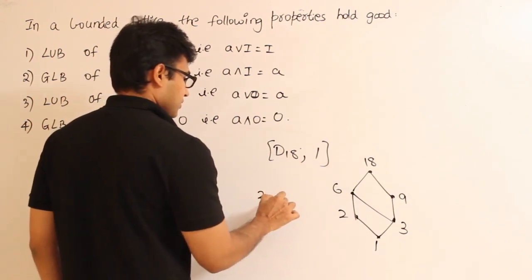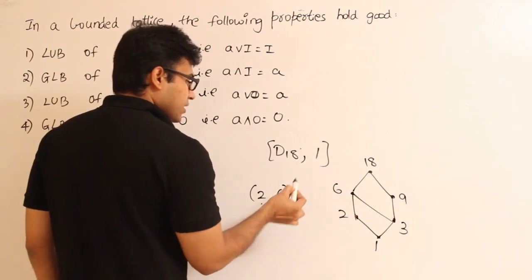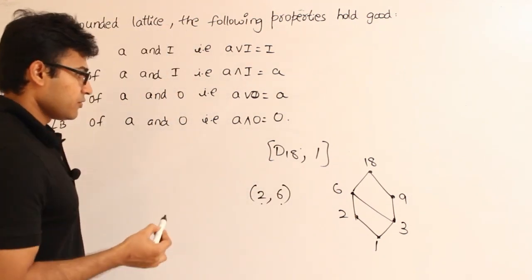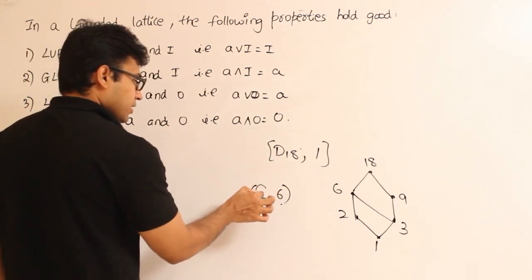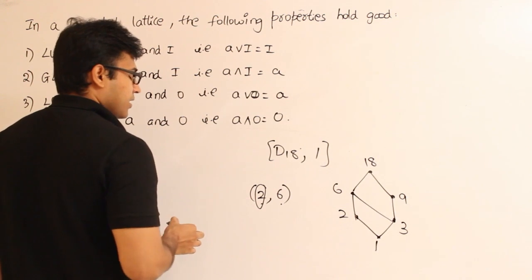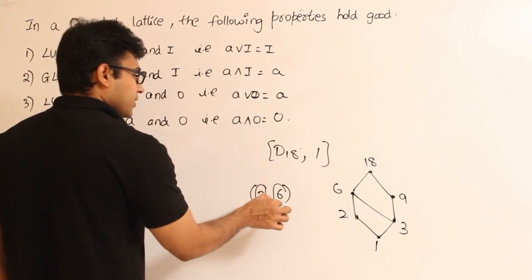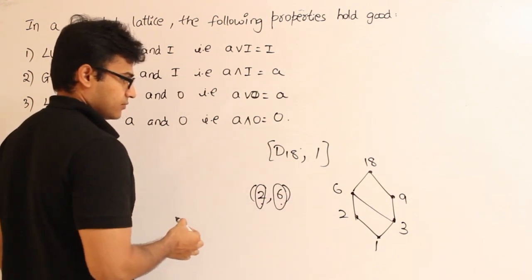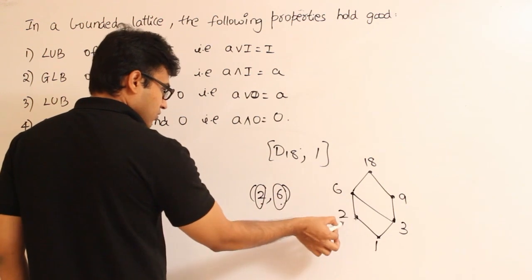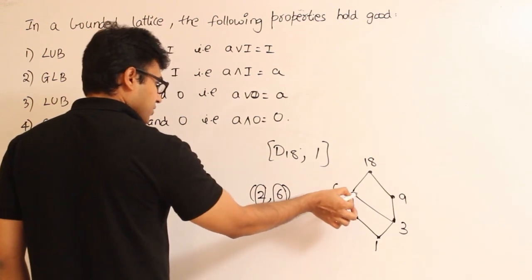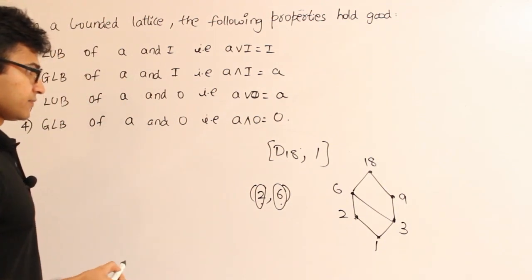There is a relation 2, 6. So whenever two elements are related, when you try to find the greatest lower bound, it will be 2, and if you try to find the least upper bound, then it will be 6. Are you getting this? Since these two are directly related, the greatest lower bound is going to be 2 and the least upper bound is going to be 6. You have to remember this always.